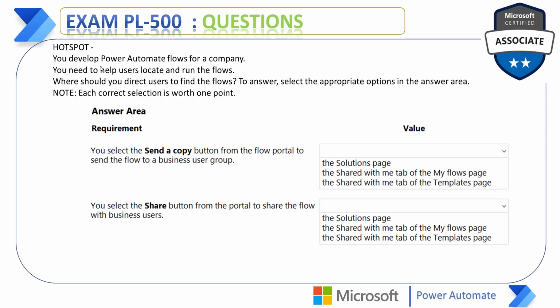Alright, what is the PL-500 question over here? You develop Power Automate flows for a company. You need to help users locate and run the flows. Where should you direct users to find the flows?